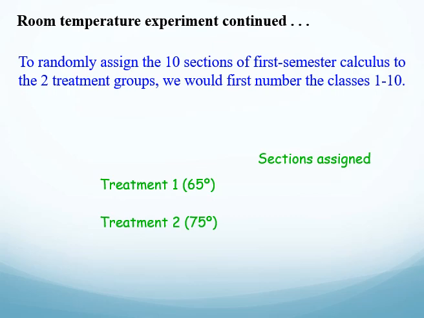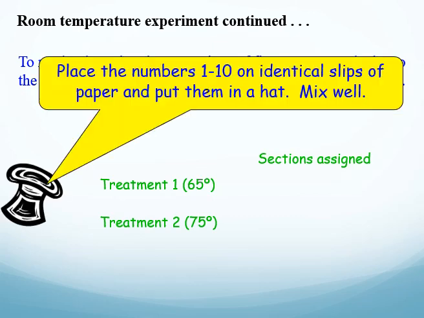Okay, so how do we decide? We have 10 sections and we have 2 treatments. So we have to figure out which 5 are going to which. And so the simplest way is just to randomly pick them. That might sound simple, but it can sometimes be an arduous process. And we're going to learn later in this section more complicated ways to do this.